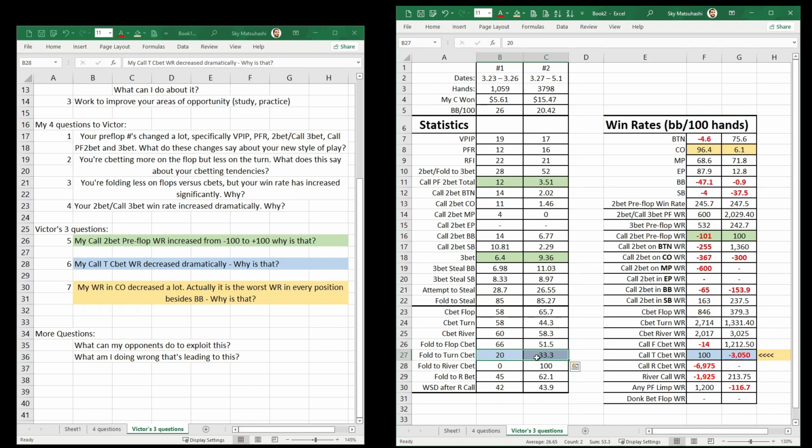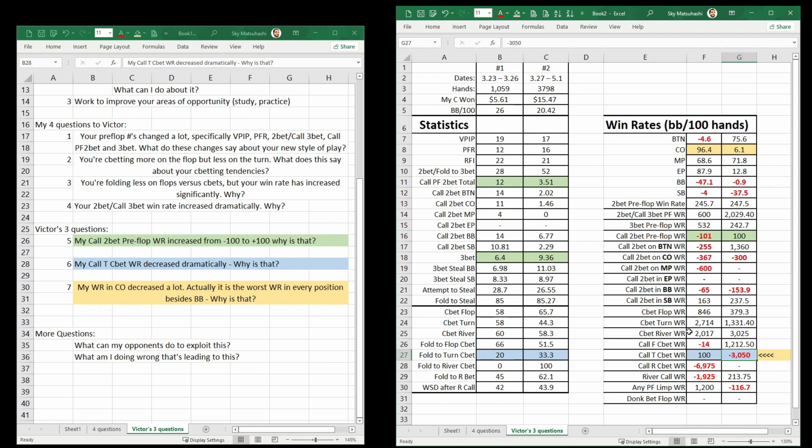When you fold more often, you would expect losses to decrease. So maybe this would be a little bit more positive. Positive 100, positive 200, because he's folding some of his weaker hands. But that's not the case. So what I told him, and sometimes your stats and your win rates don't give you the whole story.